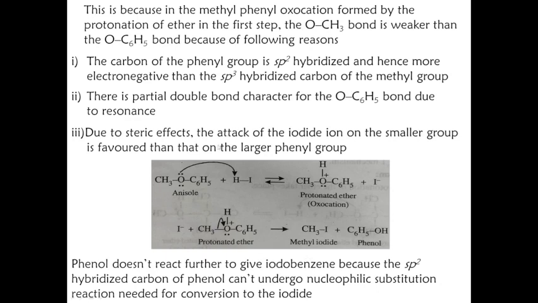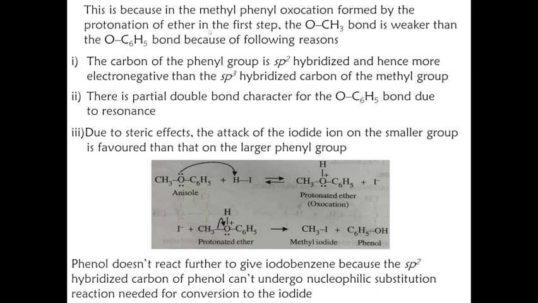This is because in the methyl phenyl oxocation formed by the protonation of the ether in the first step, the OCH3 bond is weaker than the OC6H5 bond because of the following reasons. So why is alkyl halide formed, alkyl iodide or alkyl bromide, when we take aryl ether?